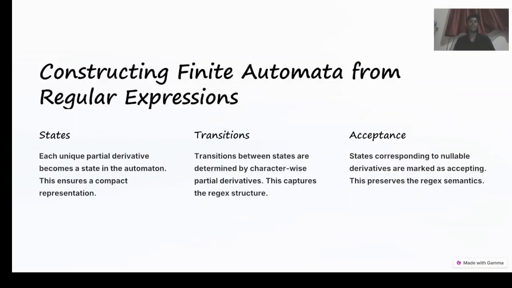Next, constructing finite automata from regular expressions. Firstly, states, transitions, and acceptance. In the states, each unique partial derivative becomes a state in the automaton. It ensures a compact representation. In the transitions, transitions between the states are determined by character-wise partial derivatives. They are determined by their characters, and this captures the regex structure. In the acceptance, states corresponding to nullable derivatives are marked as accepting. This preserves the regex semantics.